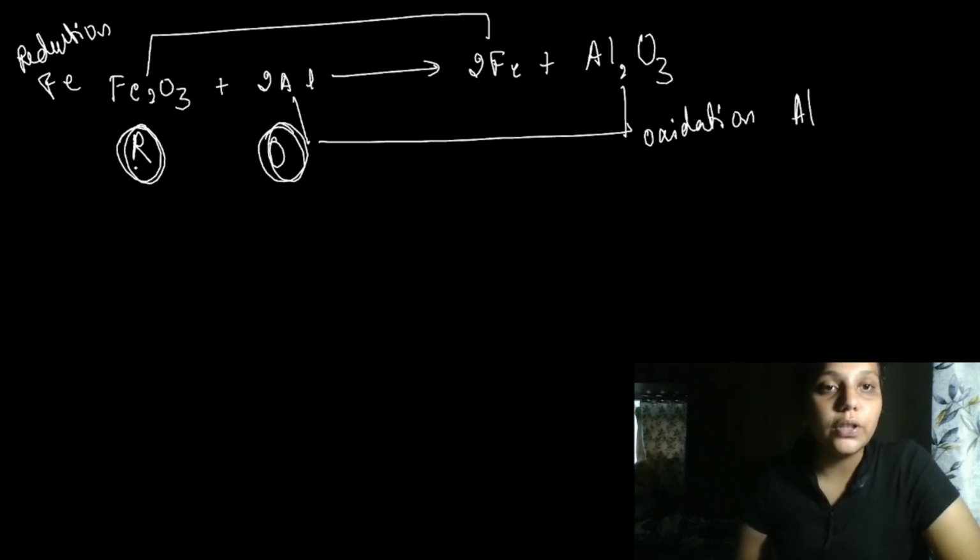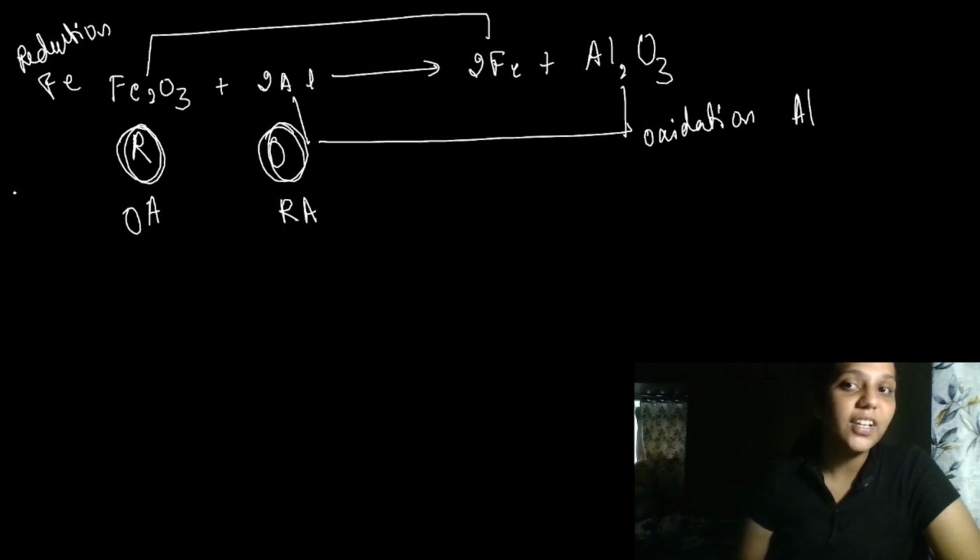Listen carefully. Where we have written reduction is undergoing, you just write this as an oxidizing agent. Where we have written oxidation, you write reducing agent. This is very simple. In a very blind way you can write it, and it's 100% correct. You need to identify which substance is undergoing reduction and which is undergoing oxidation. Then we can easily analyze which is the oxidizing agent and which is the reducing agent. Understood?